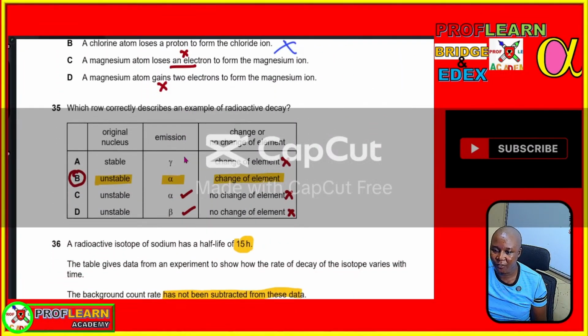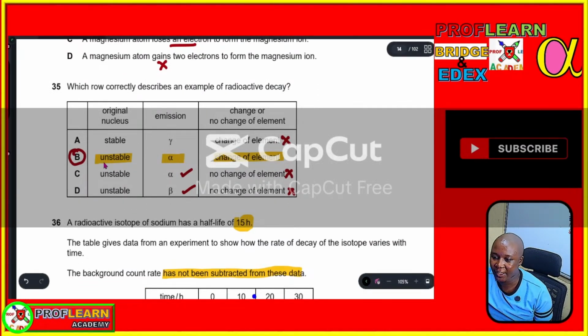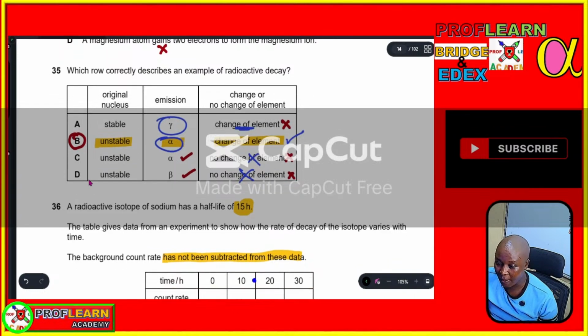Question number 35. Which option correctly describes an example of radioactive decay? This is unstable, losing an alpha, so there is a change in element. Stable, that's losing energy, so there's no change in element for gamma. Unstable, no change, this is wrong. There must be a change when it loses gamma or alpha, right? Unstable, no change, so this makes it wrong. So the correct answer is B.